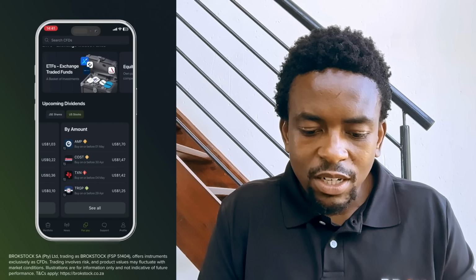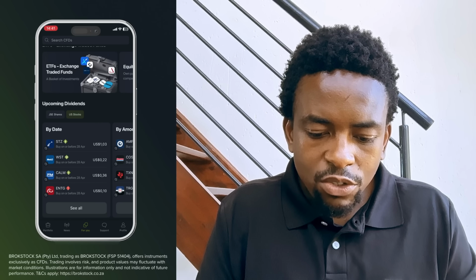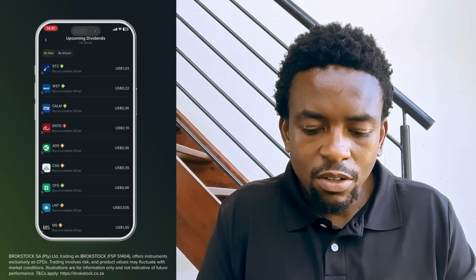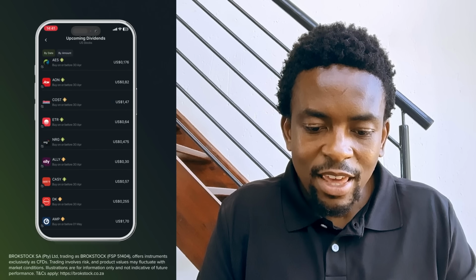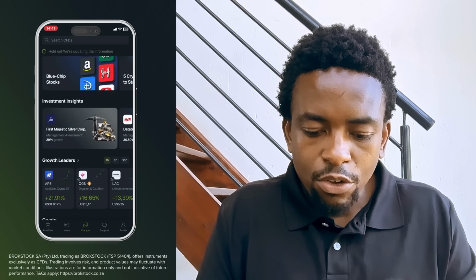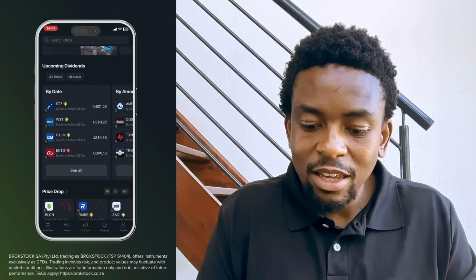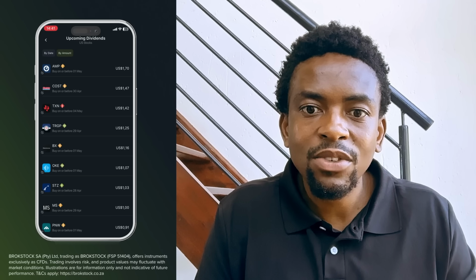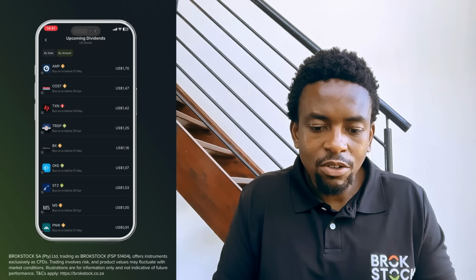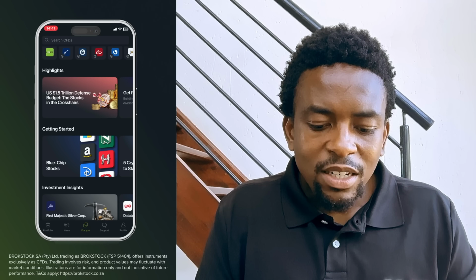If you check it out here, we have US stocks, and if you click on see all, it gives you all the companies that will be paying dividends in the app. We also have how you can filter them by the amount, which means the companies that are paying the highest dividend going all the way down. So this is how you can filter them.